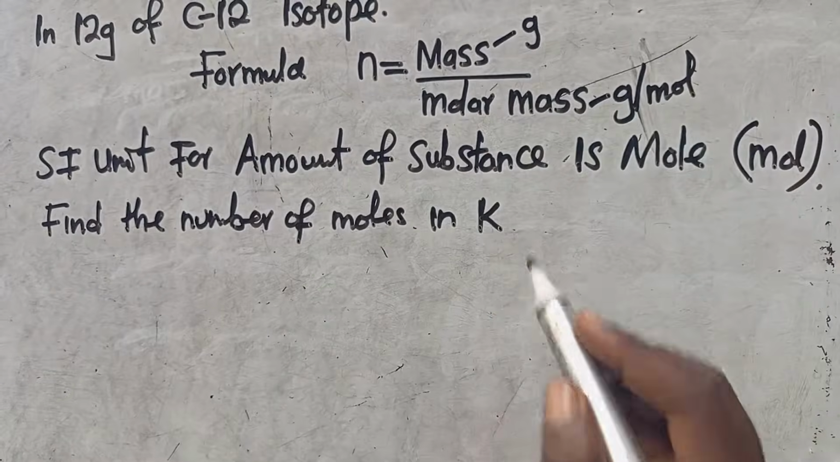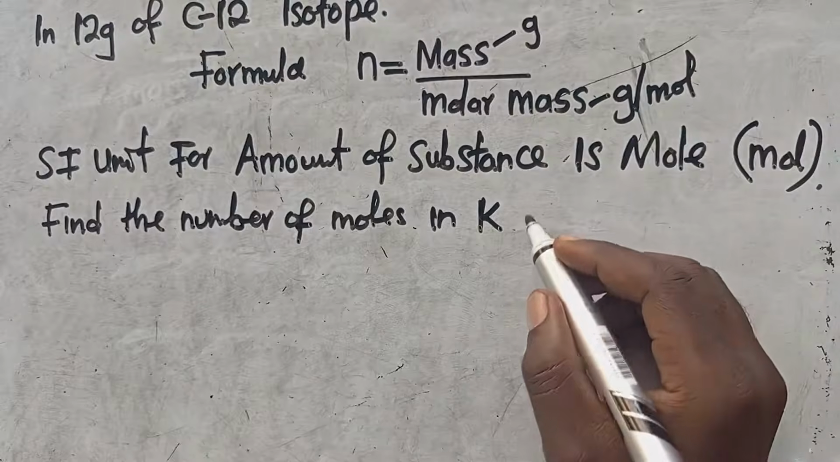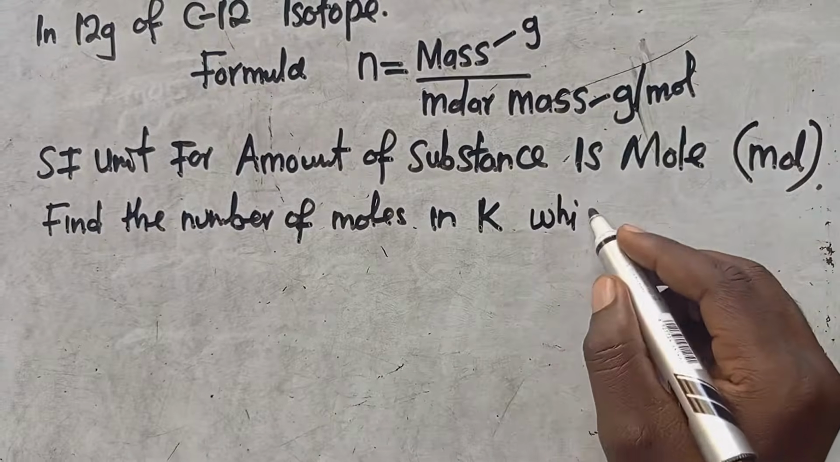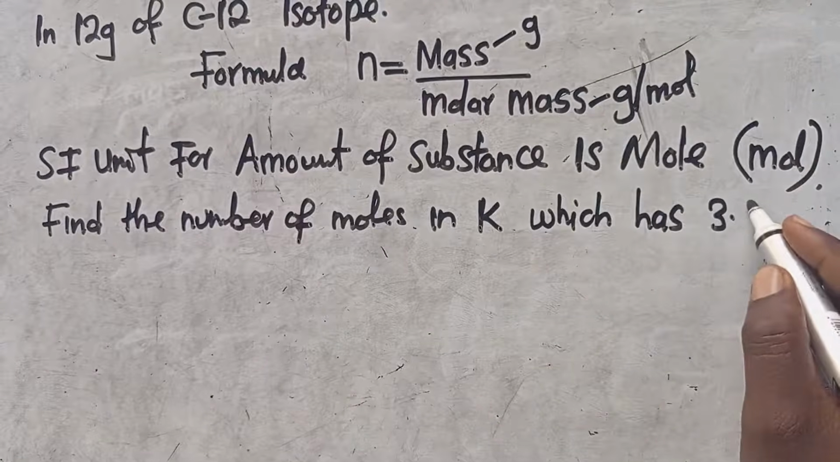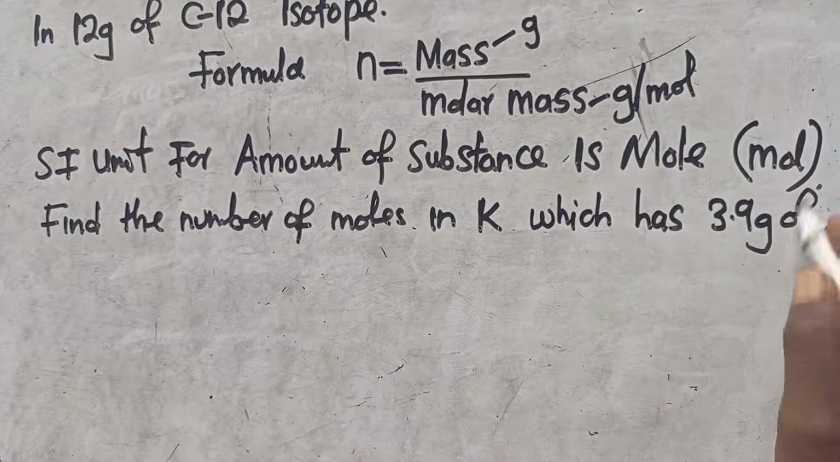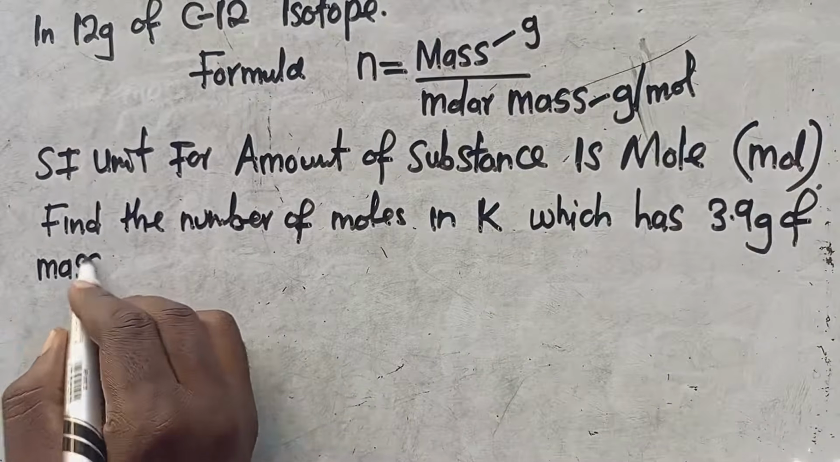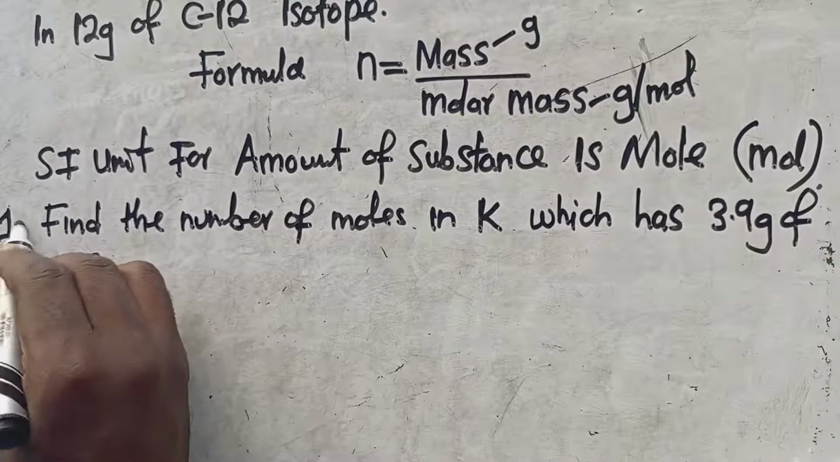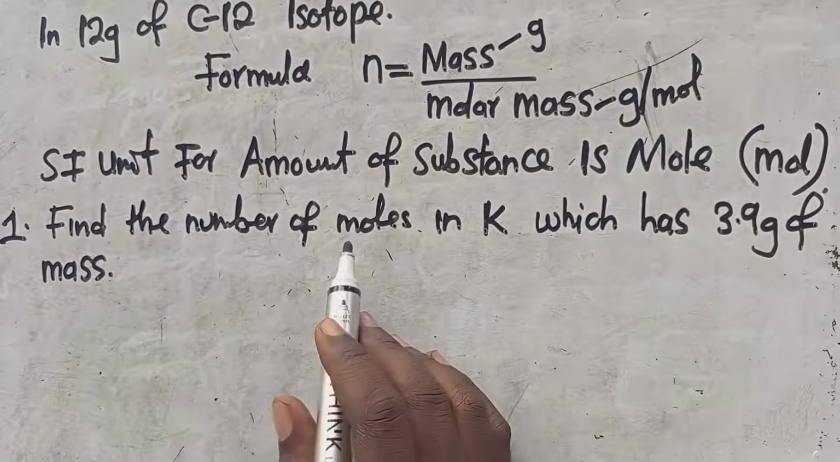Find the number of moles in potassium, K, which has 3.9 grams of mass. I will say this is question 1. Have you seen the way this particular question is? They want you to find the number of moles.